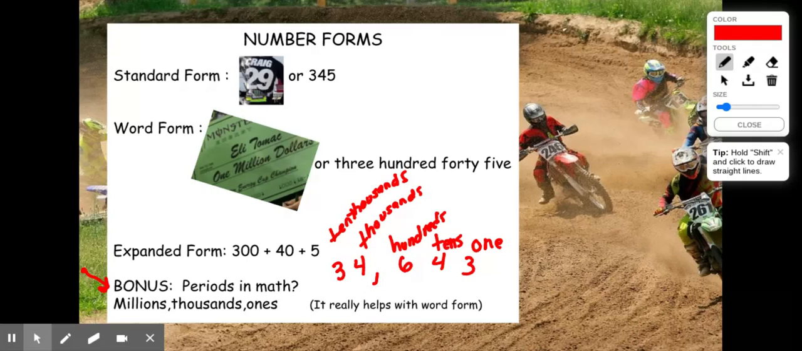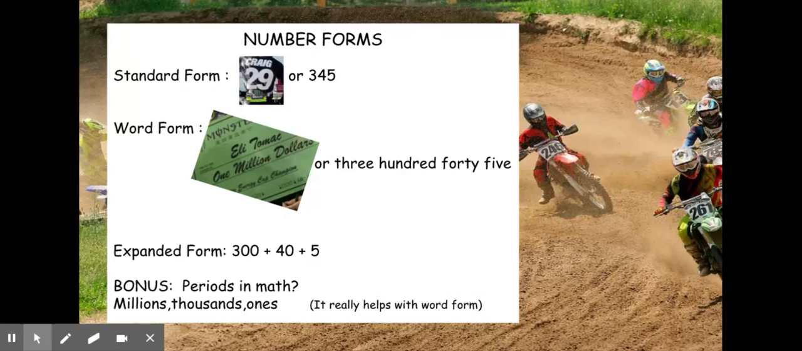I just wanted to make sure that you guys knew why we put those commas. And of course, it always helps you when you do word form, because you read each period, then you add the period name. So we were in the thousands period, so you say 34 thousand. Then you're in the ones period, you say 643. And the same with the millions. So I'm hoping that'll help you whenever you are writing out your word form.